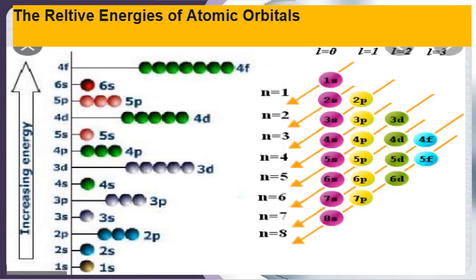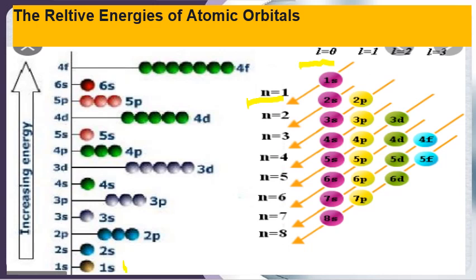Now come to the next one. Here the relative energies of atomic orbitals are mentioned. You can see this chart is giving you the increasing order of the energy sublevels and their orbitals. Here in this diagram, n is represented. n tells you about the number of the shell. So the first shell is of low energy, for which there is only one orbital present, that is the s orbital, for which the value of l is 0. It is of the lowest energy and it will be filled first.